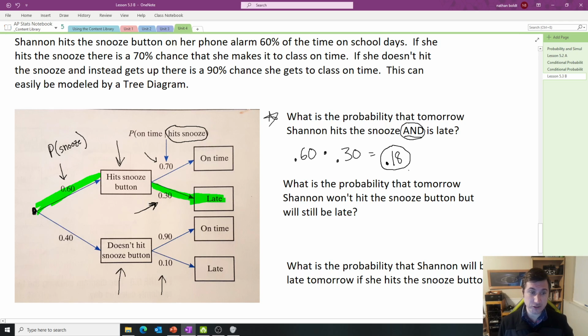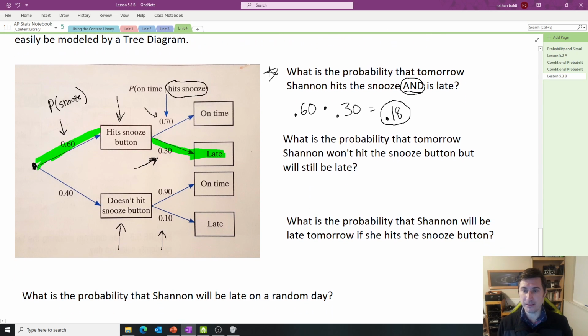All right, there's no condition there. We're not saying that she will hit the snooze, but there's an 18% chance that she will hit the snooze and be late. All right, what is the probability that tomorrow Shannon won't hit the snooze button, but will still be late? That's a possibility that could happen to all of us, right? So on any given day, what's the probability that that will happen? Well, all we have to do is slide along our tree diagram. She won't hit the snooze, that's 40%.